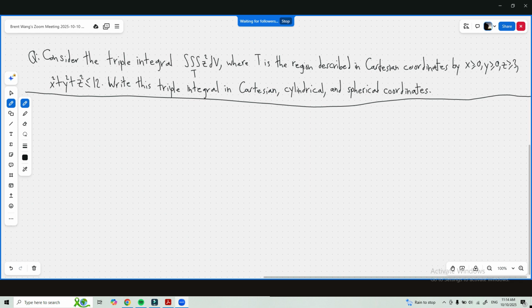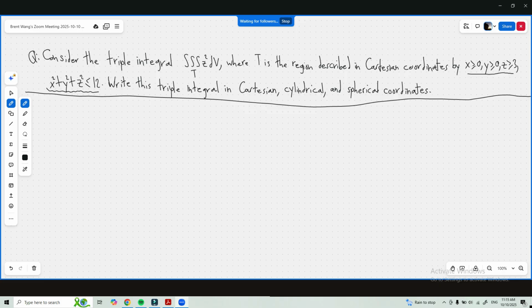On a Calc 3 final exam, I can 95% guarantee you that you'll be asked a question of this nature. Consider the triple integral over some region T of z squared dV, where T is the region described in Cartesian coordinates by x greater than or equal to 0, y greater than or equal to 0, z greater than or equal to 3, and the sphere bounded by x squared plus y squared plus z squared is 12.